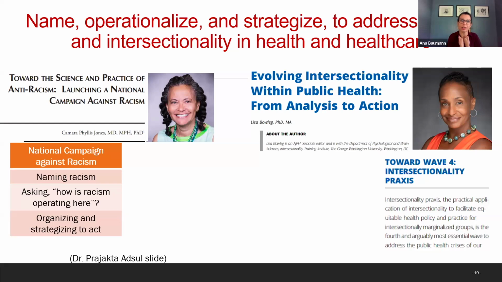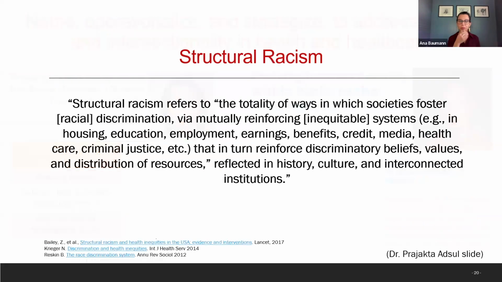So Kamara Jones says, we have to name it. We have to name the current systems in place that are affecting how we're reaching the people who need us the most. So the first reflection that we need to think through is, how is racism operating here? And how can we strategize to either decrease or address racism in the work that we do?